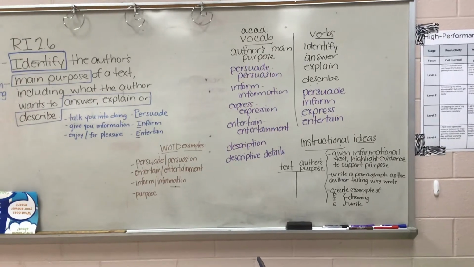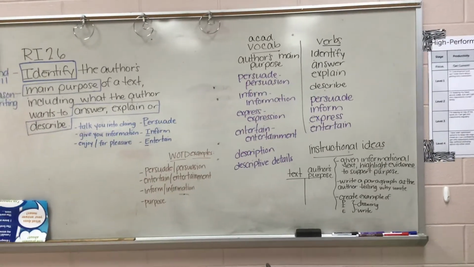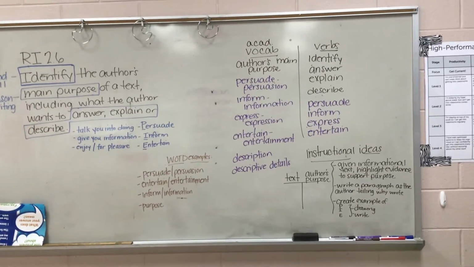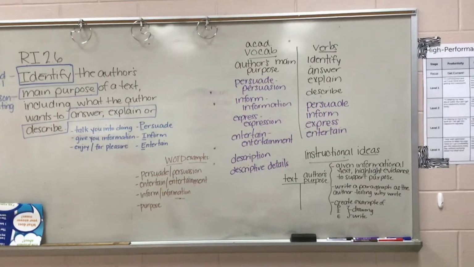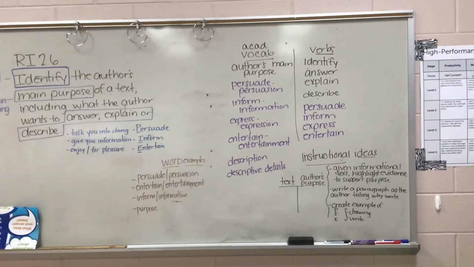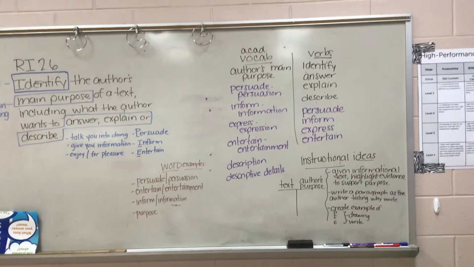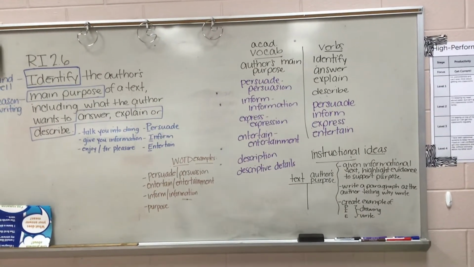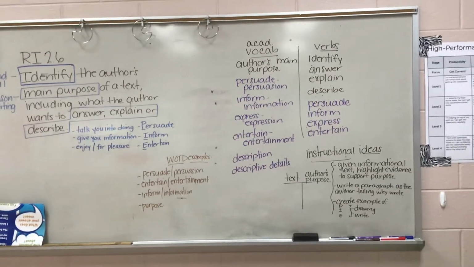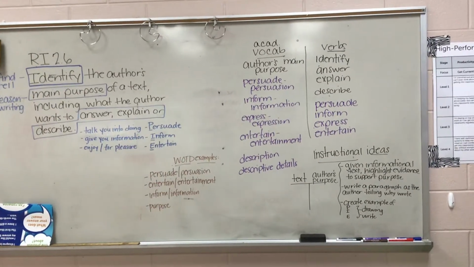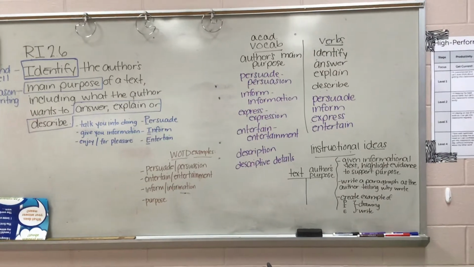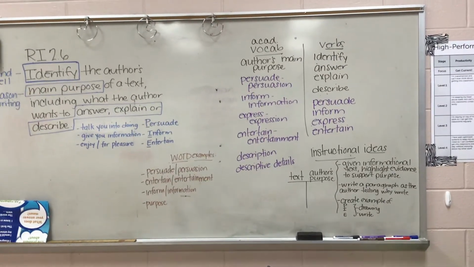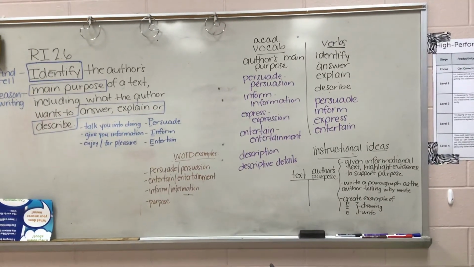entertain, entertainment. One of the things that was listed in there that's not typically listed anywhere else is the author could have written the text to express a feeling, express an opinion, express a thought. And it does need to be touched on, even though that's not specifically part of PIE. And then to spin off of describe, we have description and descriptive details.